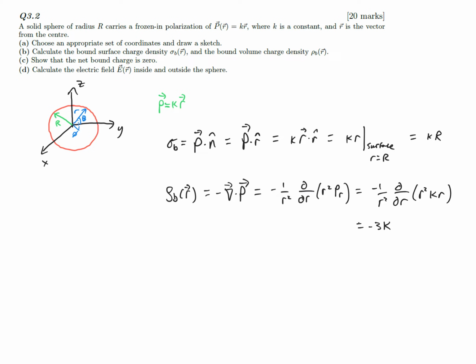In part C, show that the net bound charge is equal to 0. Now, this must be the case for physically obvious reasons. The material started off being charge neutral, and these bound surface and volume charges are just the consequence of a redistribution of the charge, so no charge is created or destroyed. So if I integrate these things, the sum must come to 0. So what we have to do is integrate the bound surface charge over the surface, and integrate the bound volume charge over the volume of the sphere, and then add those two things up. So let's have a look at the net charges.